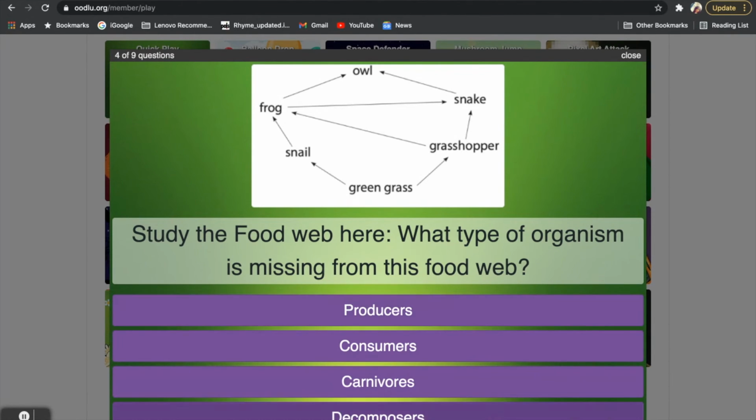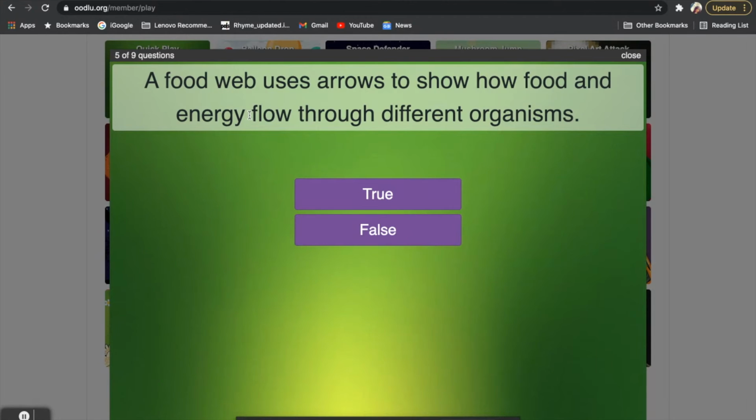If you said decomposer, that is correct. There are no decomposers in this food web. Question 5. True or false? A food web uses arrows to show how food and energy flow through the different organisms. Is that true or false?